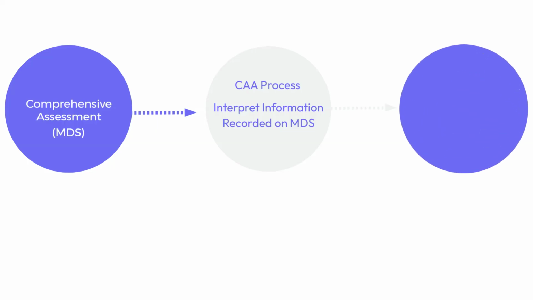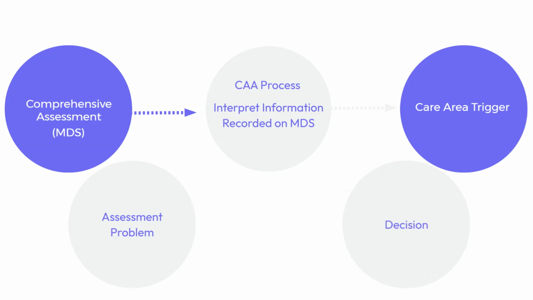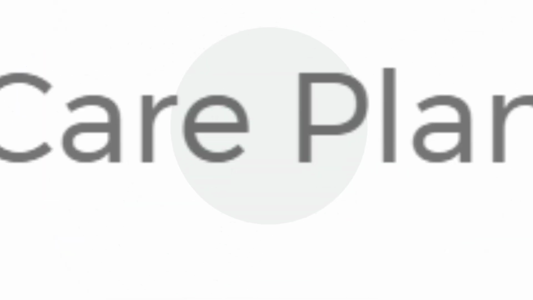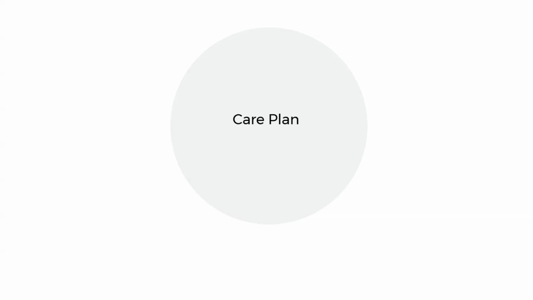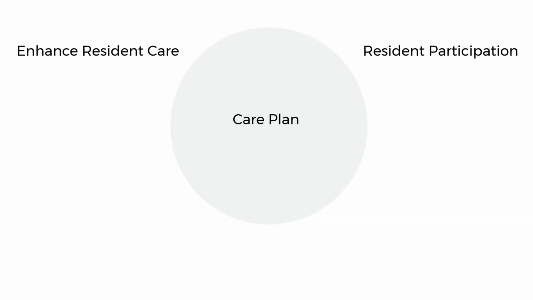Once a care area has been identified or triggered, nursing home providers use current, evidence-based clinical resources to conduct an assessment of the potential problem and determine whether or not to care plan for it. The key to successfully using the RAI process is to understand that its structure is designed to enhance resident care, increase a resident's active participation in care, and promote the quality of a resident's life.